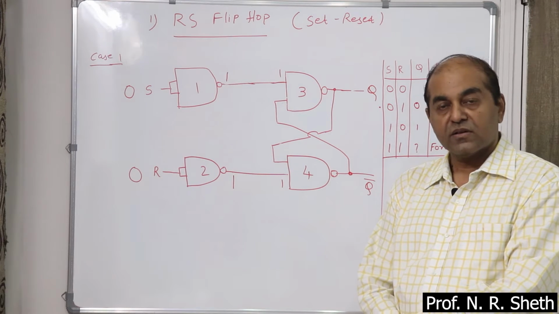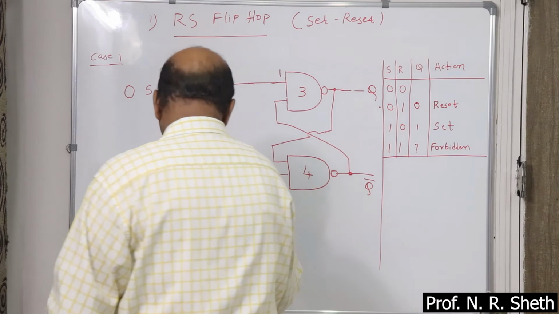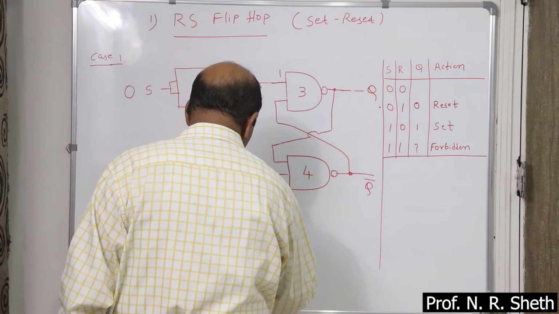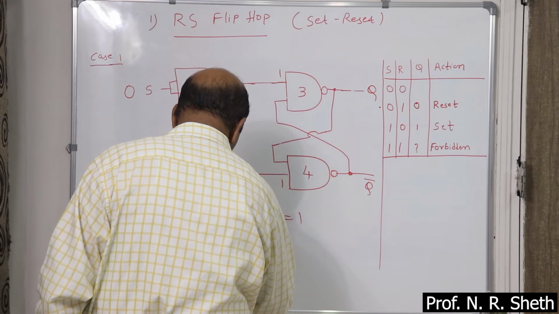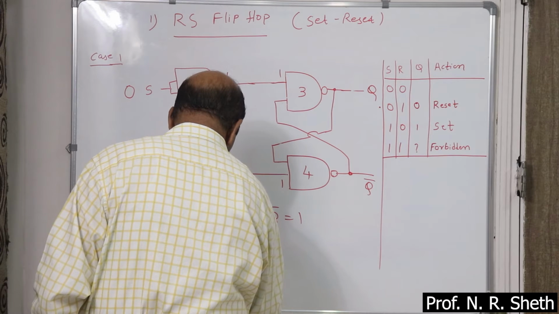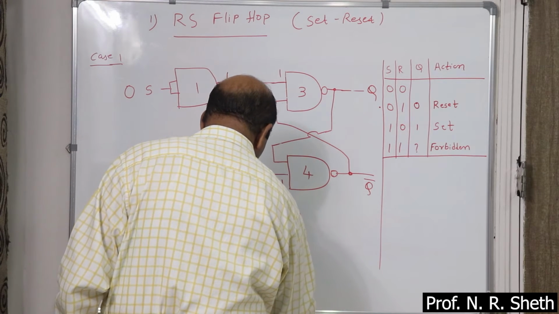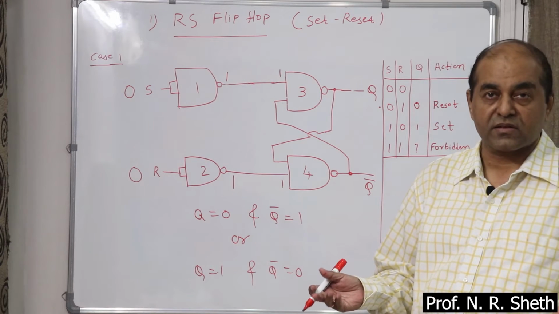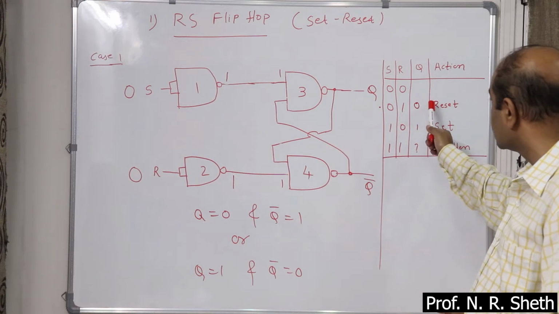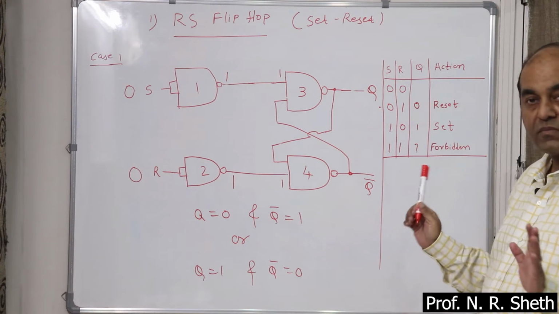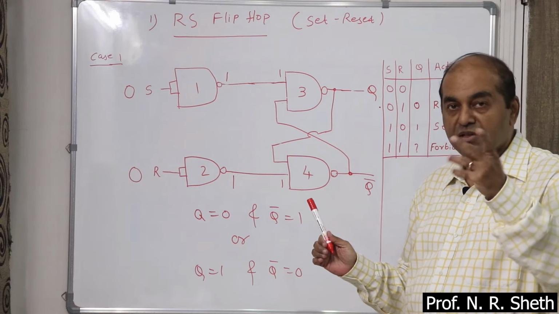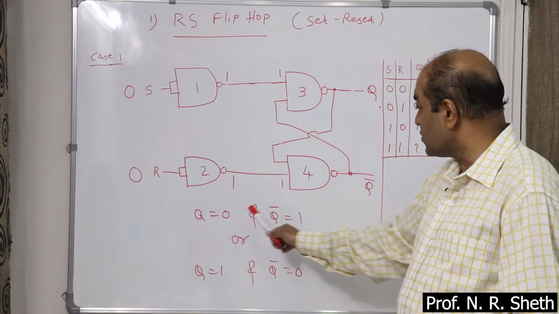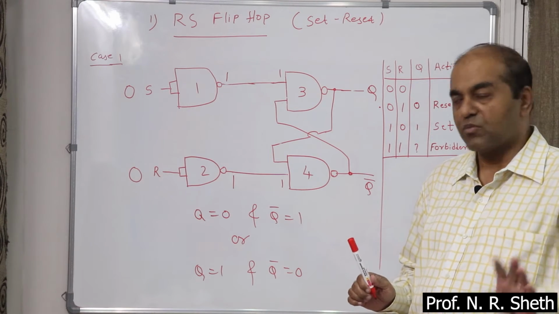In the previous state, there are 2 possibilities. Either Q is 0 and Q bar is 1, or Q is 1 and Q bar is 0. Because these 2 are the only valid cases. Q and Q bar both high or both 0 is an invalid condition, so that doesn't exist. We are going to discuss both the cases one by one.